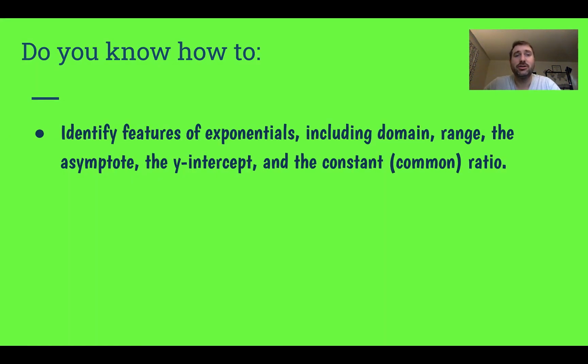After this lesson, do you now know how to identify the features of exponentials, including domain, range, the asymptote, the y-intercept, and our common ratio? If you're not sure about these things, go back and look through some of the examples, noting the colors of the matching features and where things are located each time.